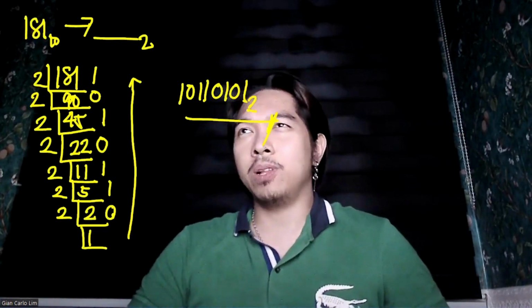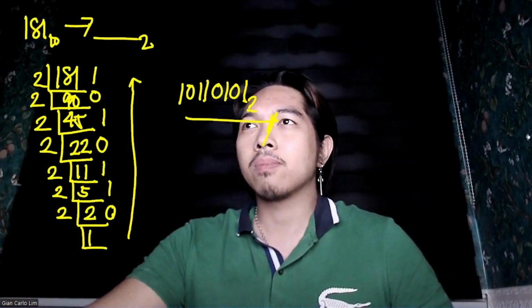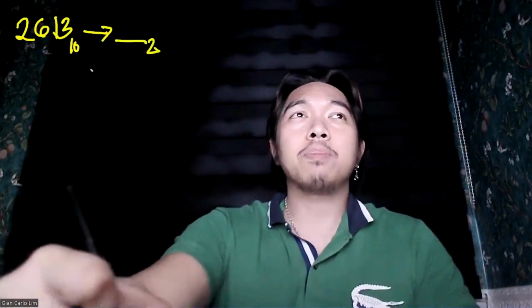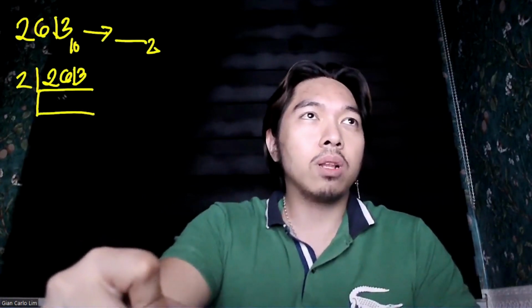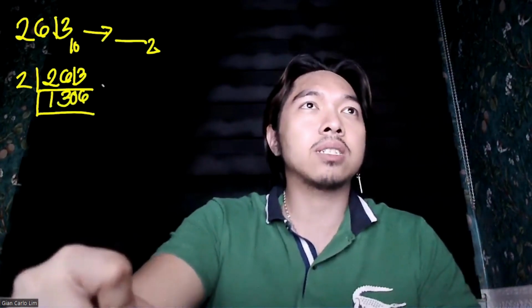So let's have another example ulit para lalo kayong mahasa at lalo nyong matutunan yung mga concepts. So let's say medyo malaki-laking number naman ang gamitin natin. So let's use 2,613. Ayan. So 2,613 base 10 converting to base 2. Okay, paano ngayon yan? So same procedure, dividend natin to, divisor natin to. So 2,613 divided by 2. So that would be equal to 1,306. Okay, may remainder tayo na 1.